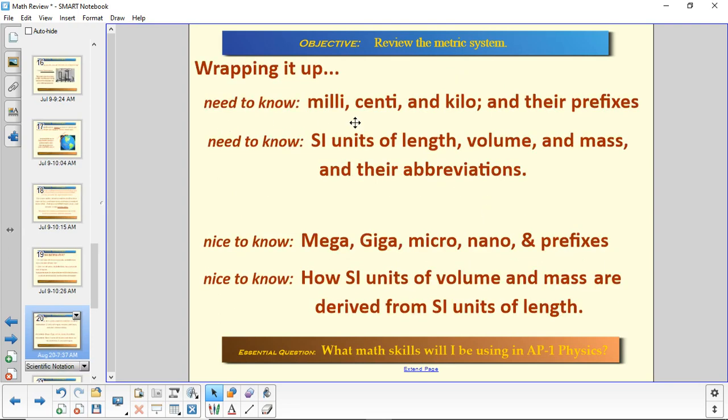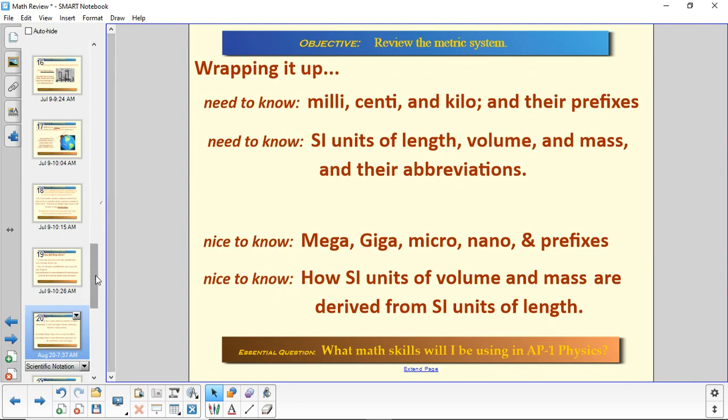Okay, so let's wrap it up. What do you need to know? You need to know milli, centi, and kilo and their prefixes, and you need to know the SI units of volume, length, and mass, and their abbreviations. Nice to know are the lesser used prefixes like mega, giga, micro, and nano, just so you can recognize them and say, oh yeah, that's a unit of measure, and then look it up and figure out what it is. And also it's nice to know how the SI units of volume and mass are derived from SI units of length. That helps you find your way through problems if it isn't broken down for you. You can break stuff down on your own.